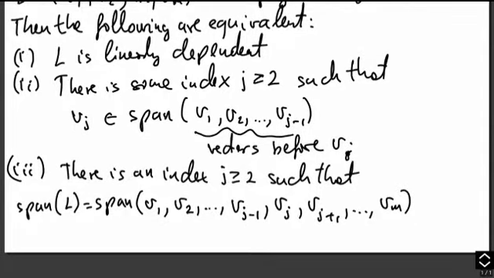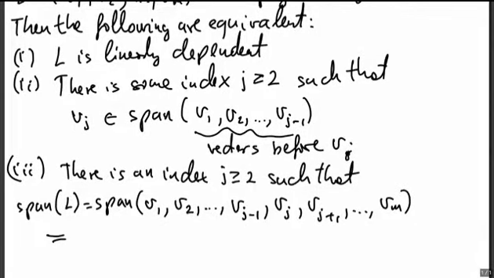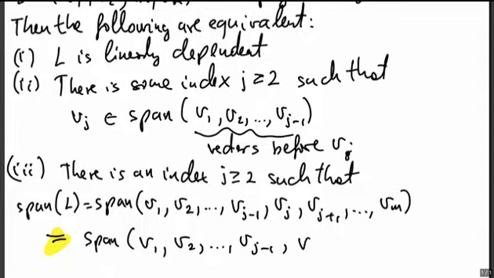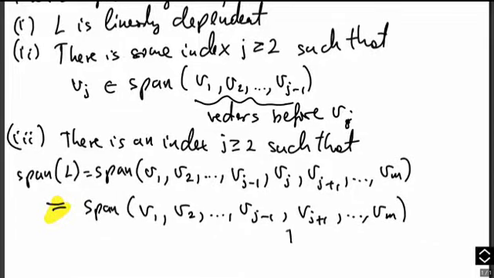So this span equals, and that's the main part of the statement. The first part was just an explanation that the span of L is the span of all vectors. So this span equals the span of all the vectors except vj. So what we do is we go v1, v2, vj minus 1, and then we skip vj and we have vj plus 1 up to vm. So here there is no vj. That's the big thing.